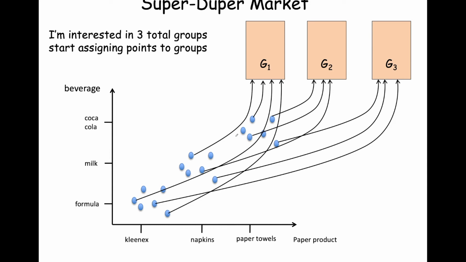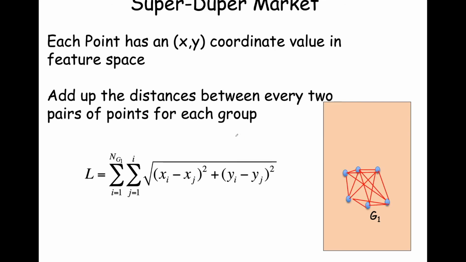Now, of course, that grouping might not be correct relative to the points that landed in each one of those groups, G1, G2, and G3. But that doesn't matter. We're going to fix this up over time. Each point has an XY coordinate, or a horizontal and a vertical component and value in feature space. And so you might have a certain level of acidity and a certain level of post-consumer content for a particular data point in feature space.